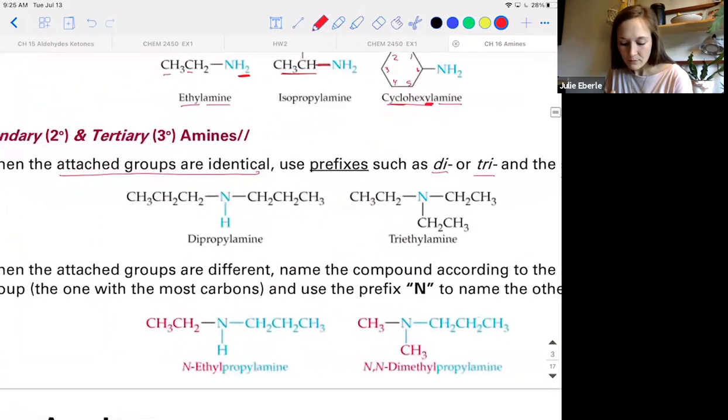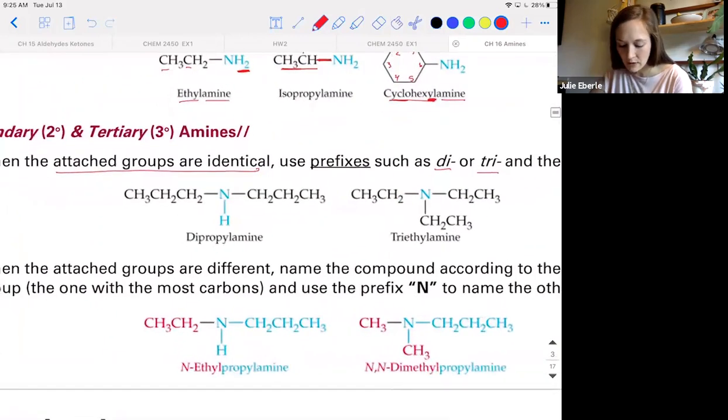For example, look at this amine right here. Here's the lone pair on this nitrogen. We've got one hydrogen attached and we have two alkyl groups. If you look at those alkyl groups on the right and on the left, they're identical. They both have 3 carbons, so these are propyl groups. So we just call this dipropylamine.